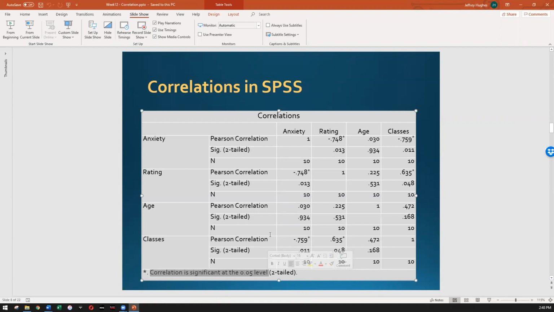But going back to it, we can identify if something's significant or not by looking at the sig box and seeing if it's less than 0.05, or we can look at the asterisk next to the correlation coefficient. Finally, the other number in a correlational matrix box for a specific correlation is just n. So how many participants there were.